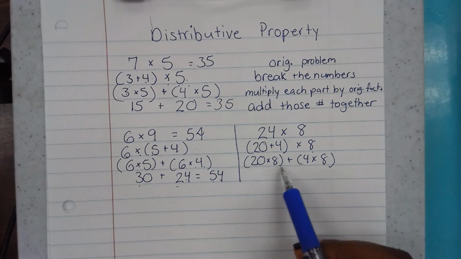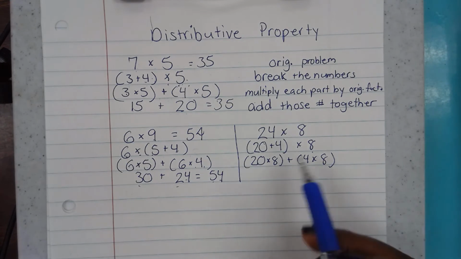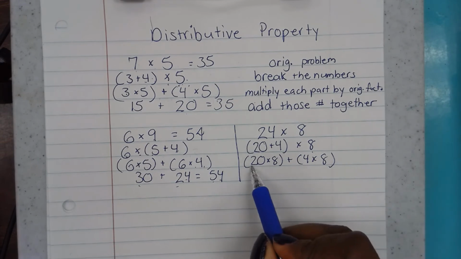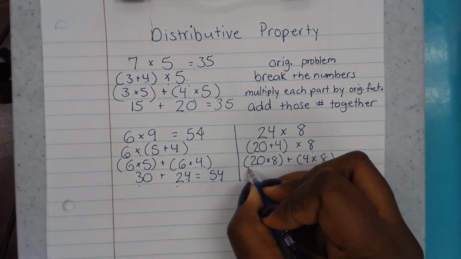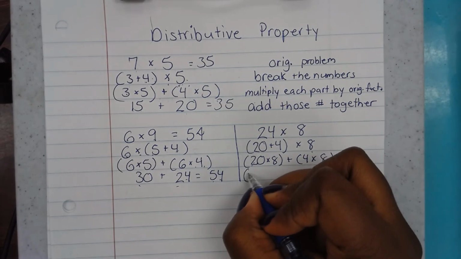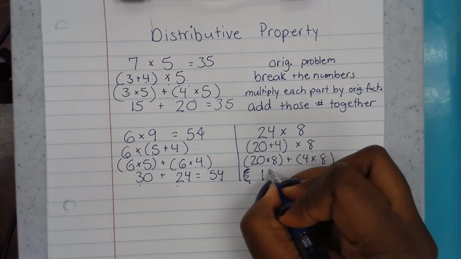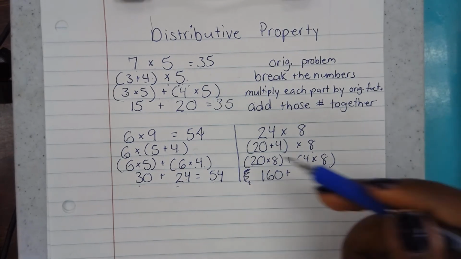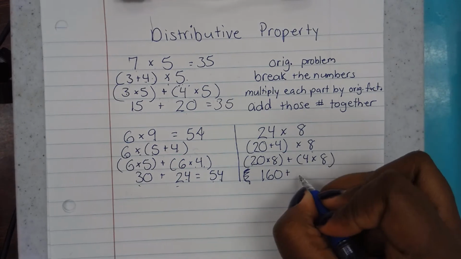And this goes back to when we learned how to multiply with multiples of 10. I don't have to really think 20 times 8. I can really think 2 times 8, and 2 times 8 is 16. So 20 times 8 is, and ignore that parentheses, 160. And then I'm going to do 4 times 8, and 4 times 8 is 32.